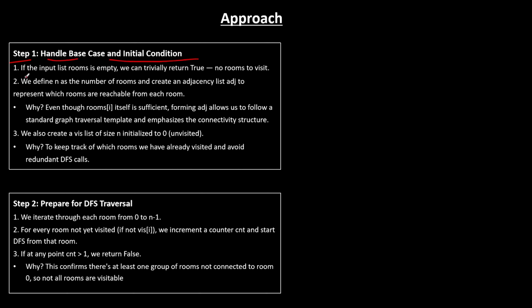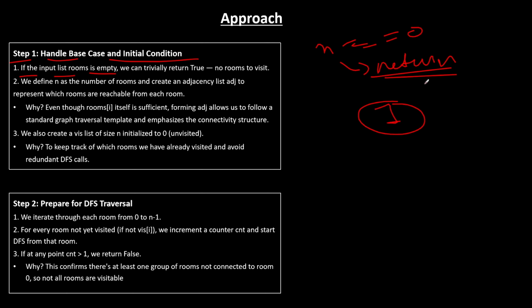What is the base case here? If the input list rooms is empty, suppose the rooms given to you has n equal to 0, just return, nothing to do, right? It will return true because no rooms are visited. So there is only one component, you could say, and that's all.